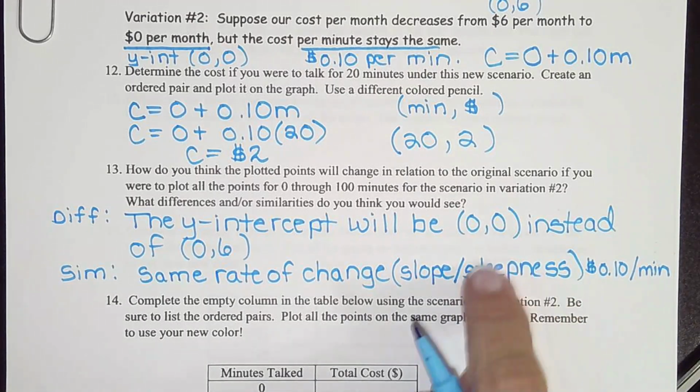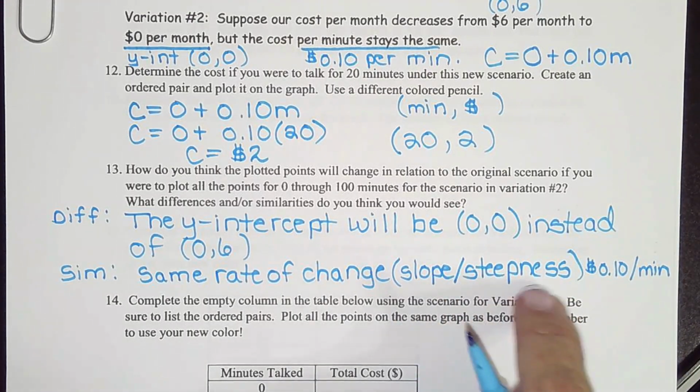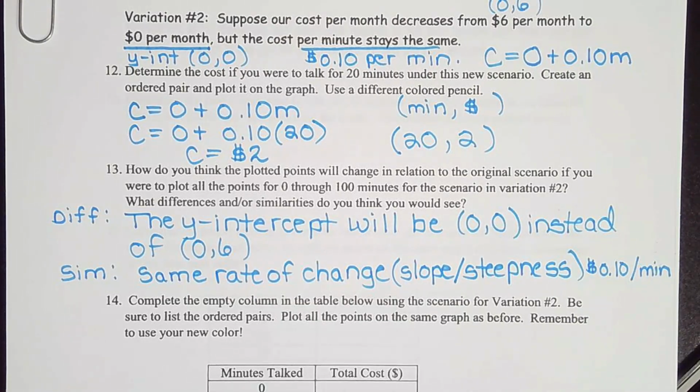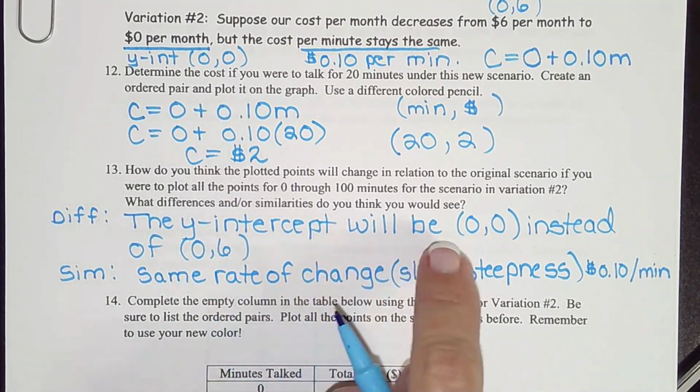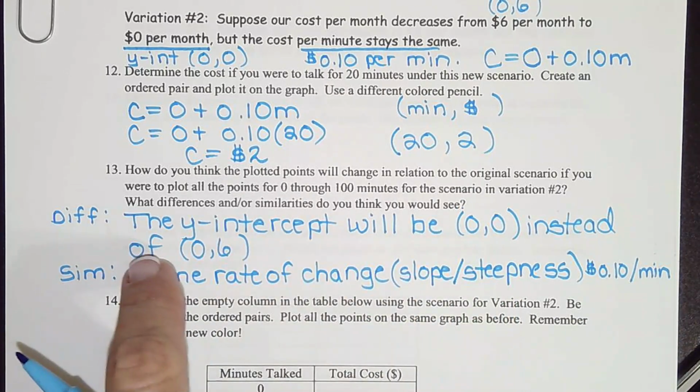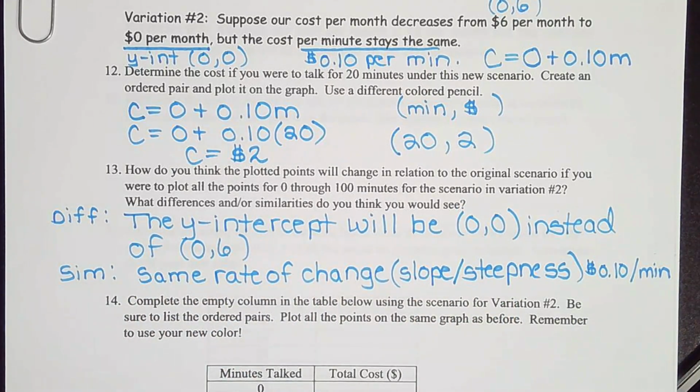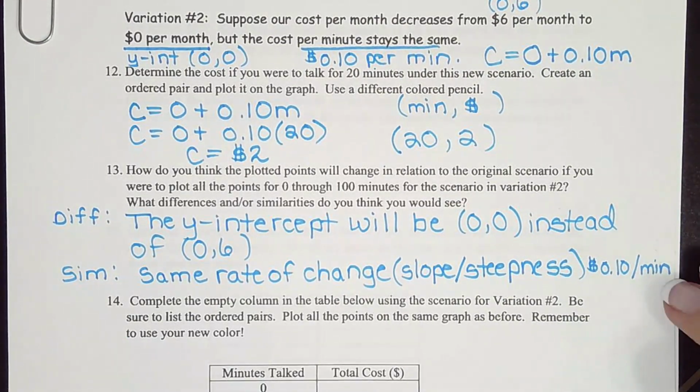We don't really use steepness in math, but I'm just writing it now so you understand what slope means, how steep the line is. So the line will be parallel to the other two lines, except it will start at 0, 0 instead of 0, 6 or 0, 10. How do you think the plotted points will change if you were to plot all the points 0 through 100 minutes for the scenario and variation 2?